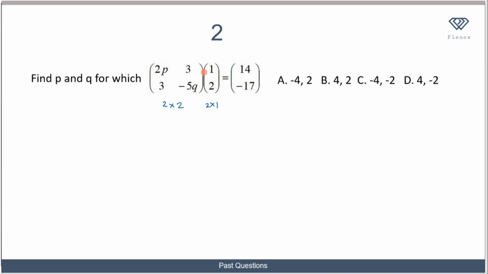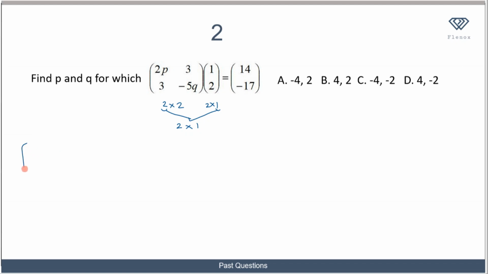We have 2 rows and 1 column. So the number of columns in the first matrix, which is 2, is equal to the number of rows in the second matrix, which is 2. So when we multiply these two matrices together, what is the result going to be? If you remember, it's going to be the number of rows in the first matrix by the number of columns in the second matrix. So the result is going to be a 2 by 1 matrix. So let's try to multiply this together.